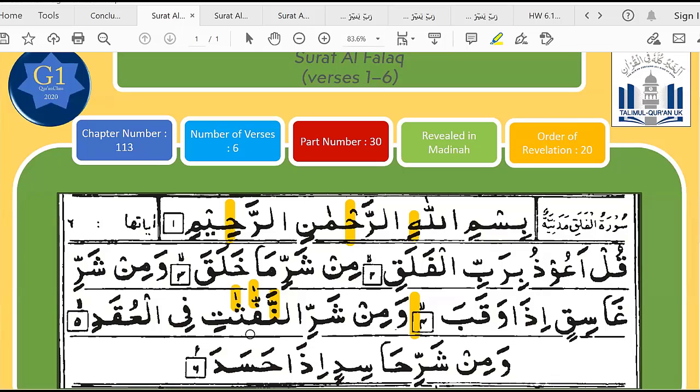Okay, much better. Fil uqad. Okay, very good effort. And G1047, there is a blank letter in this verse as well. There are actually two places in this verse. Can you tell me where they are?